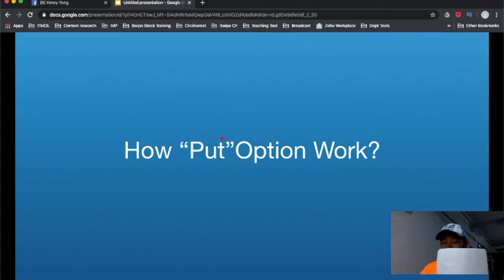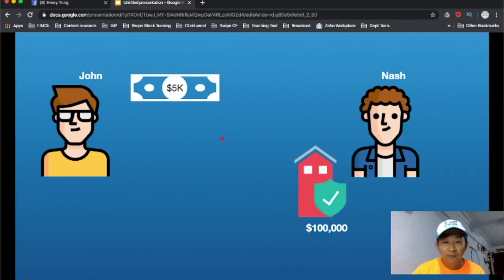Okay, so now we are going for the put option here. We are using the same case study from John and Nash. Currently Nash has already bought the house from John, so Nash has this house now. Nash knows he will need an insurance policy to protect the house. So in this case we call it a put option, to cover the full amount of 100,000. The 100,000 here will be the strike price.